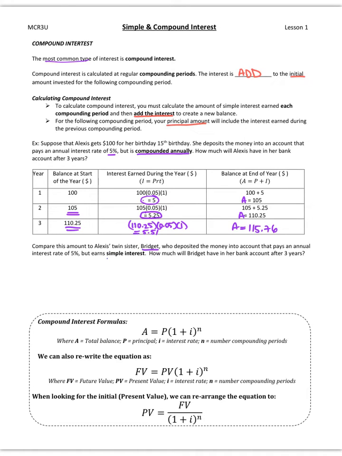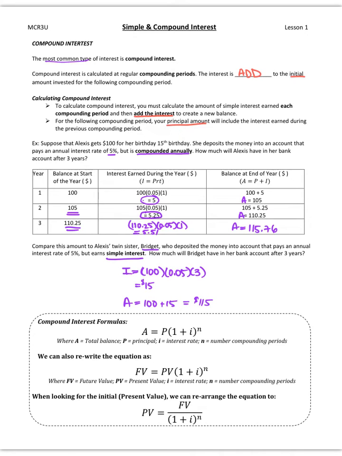Now, if we were going to compare this amount of simple interest earned to Bridget, her twin sister, who just deposited into a simple interest account, what that looks like is we're only depositing that $100. We're only doing that deposit once, and we're doing it at 5% for a total of 3 years. So Bridget only earns $15 of interest, which means her total in her account is 100 plus 15. So she only has 115. So clearly we can see that Alexis earns only a little bit more, but if we continue going, Alexis' interest will be much larger than her twin sister, Bridget.